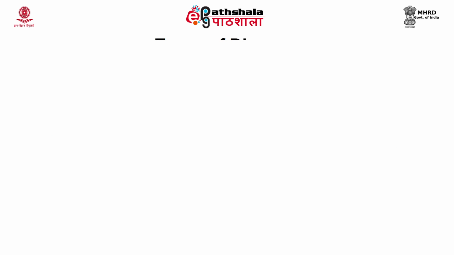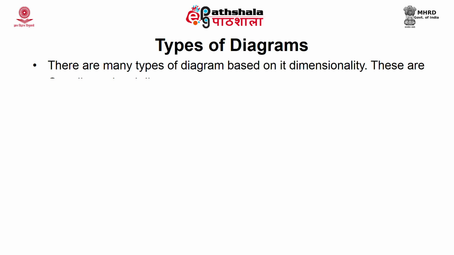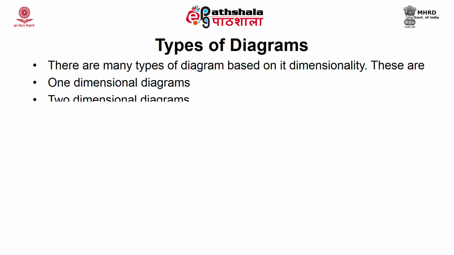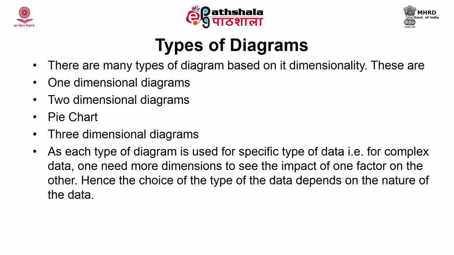Types of diagram. There are many types of diagram based on their dimensionality. These are one-dimensional diagram, two-dimensional diagram, pie chart, and three-dimensional diagrams. Each type of diagram is used for a specific type of data; for complex data, one needs more dimensions to see the impact of one factor on the other. Hence, the choice of the type of diagram depends on the nature of the data.